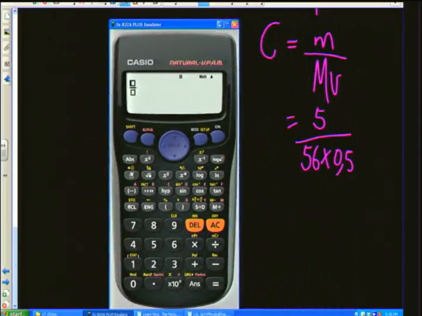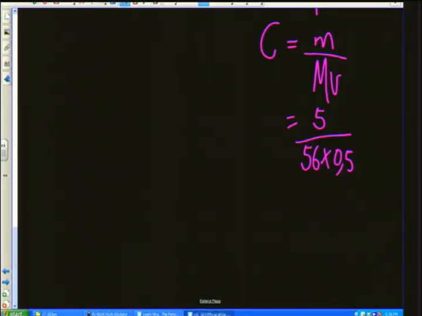So what you have there is 5 divided by 56 times 0.5. What do you get? There is your 0.178 or 0.179. It's actually the same, so this is 0.179. I just didn't get all the decimal points together, but you can see that works out exactly the way it should be.